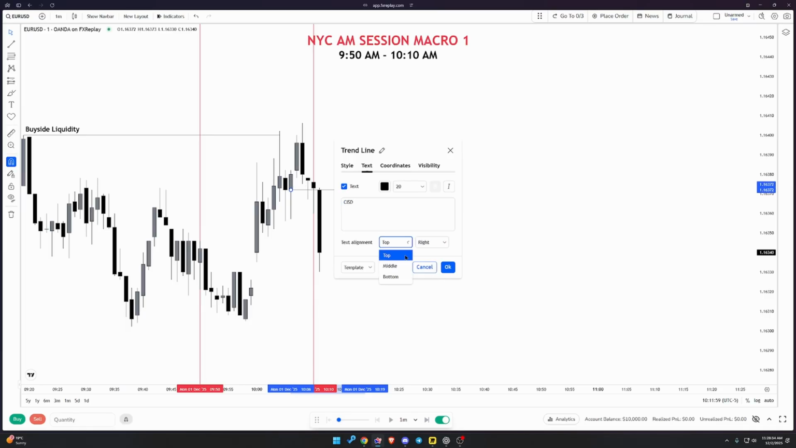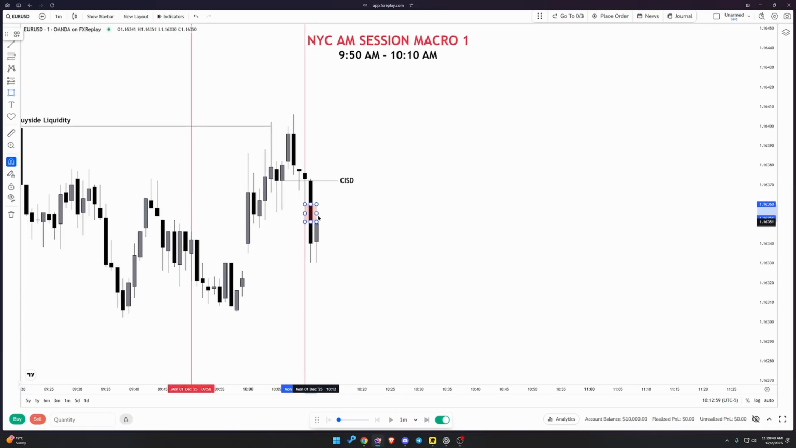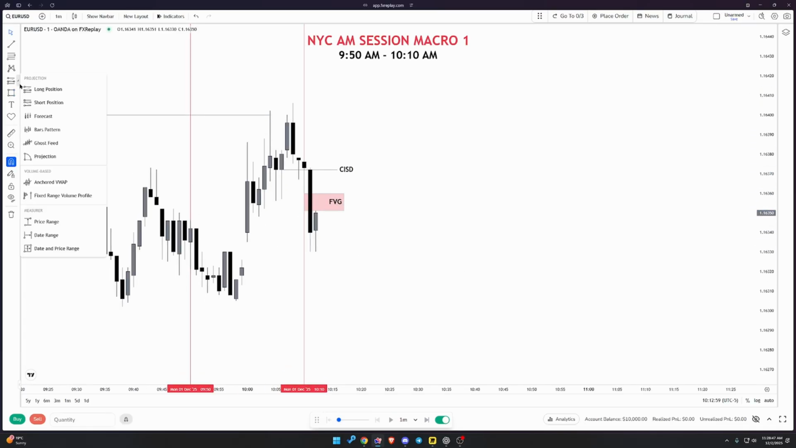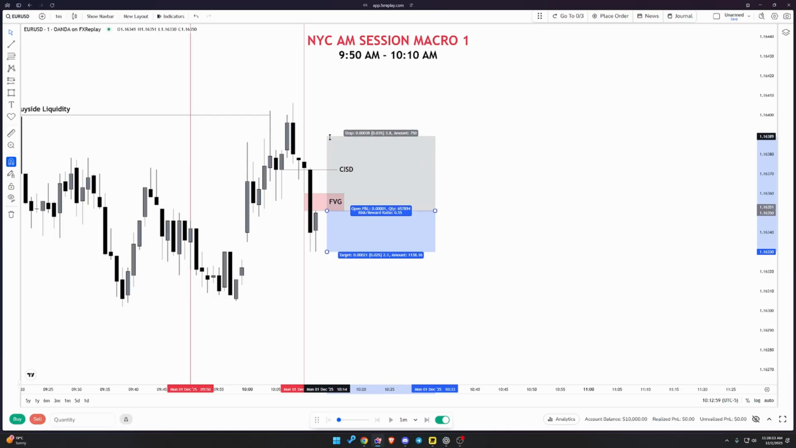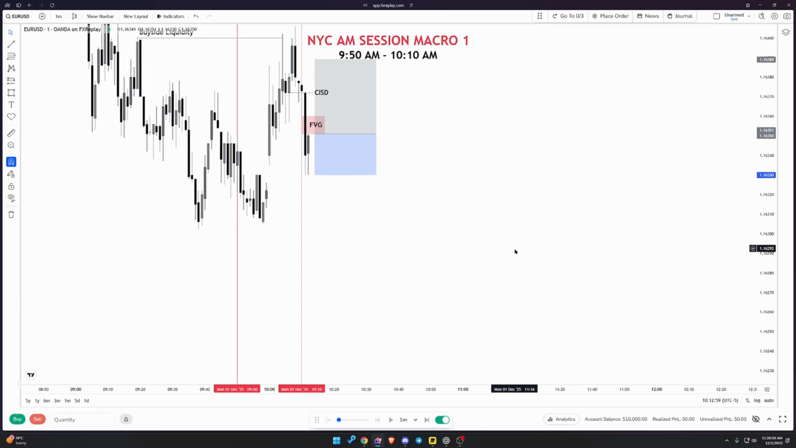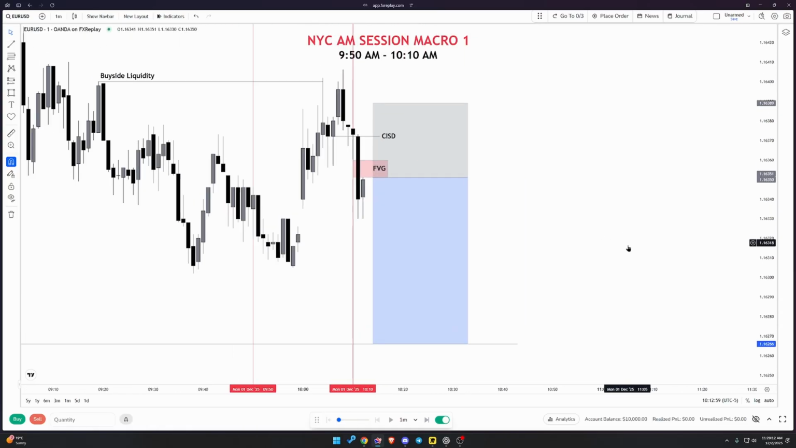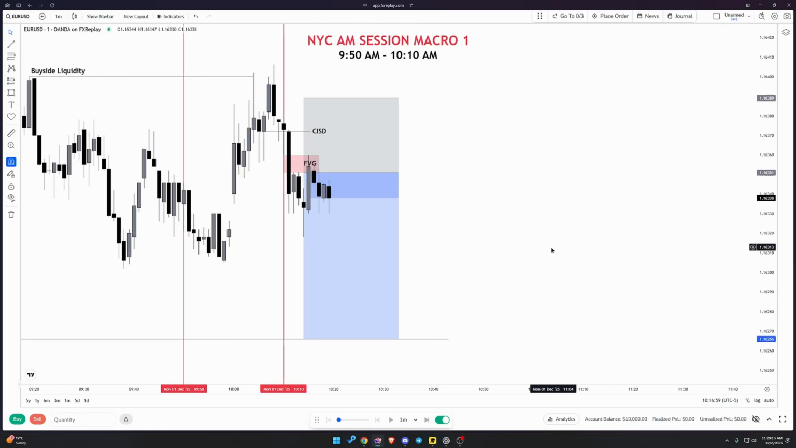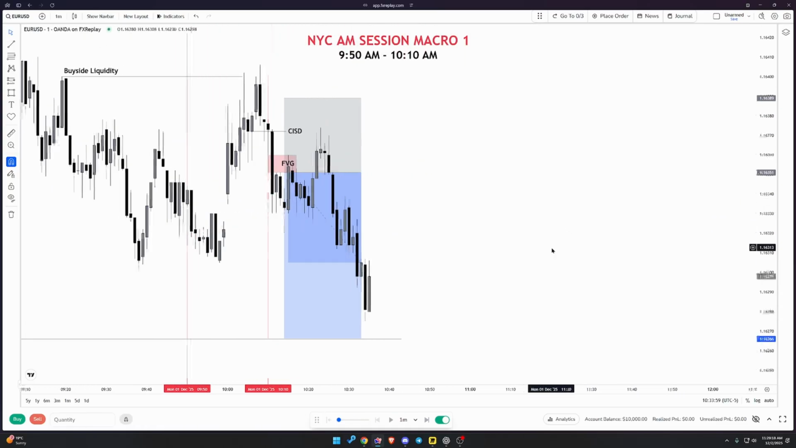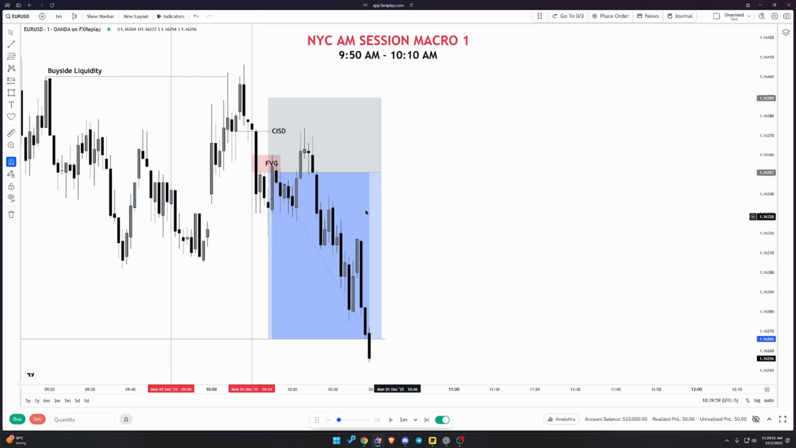Here we have a change in state of delivery. We also have a fair value gap. So we will enter on this gap, place our stop, and target the recent low as our sell-side liquidity. So the price instantly triggered our order and then delivered the price straight to our target.